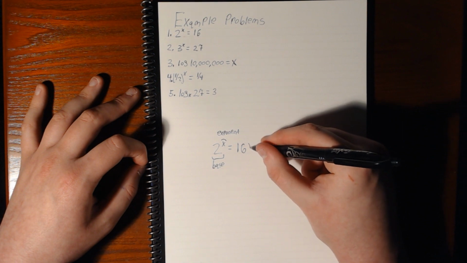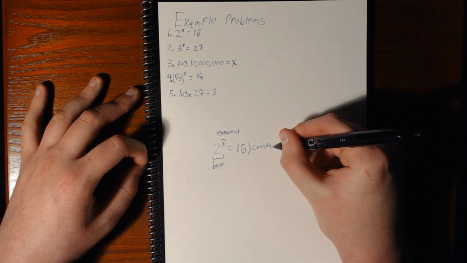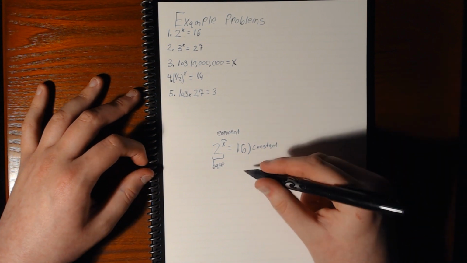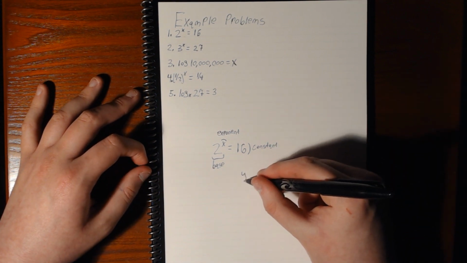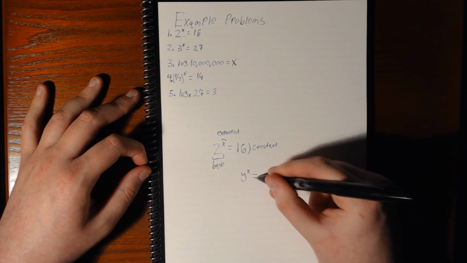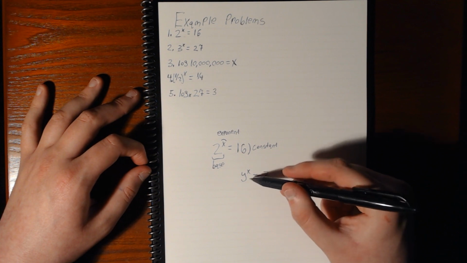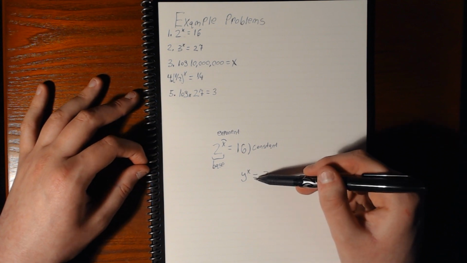And we're going to call this right here, the 16, the constant. So let's say we wrote the base as y, and we wrote the exponent as x, and we wrote the constant as z right here. So this is basically its bare bones version right here.